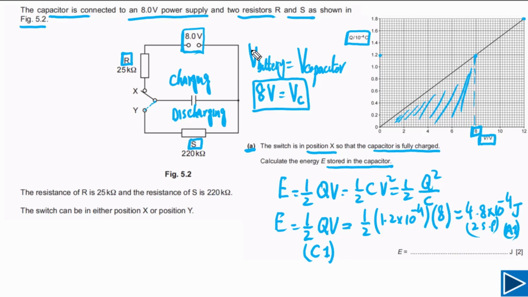So the tricky point, this is the most important point. You need to understand when the capacitor is fully charged, the potential difference across the capacitor will be equal to the potential difference across the terminals of the power supply. So very important.